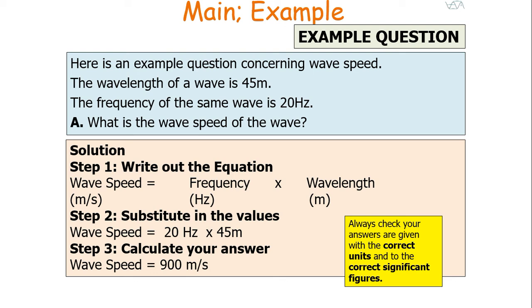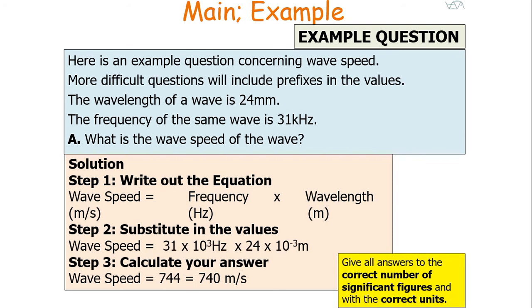We then substitute the values into the equation. 20 hertz times by 45 meters. You then carry out that particular sum and you get an answer of 900 meters per second. Remember to use the correct units when you do this and give the correct number of significant figures. Now in the question it's given both values to two significant figures, so your answer will be given to two significant figures.